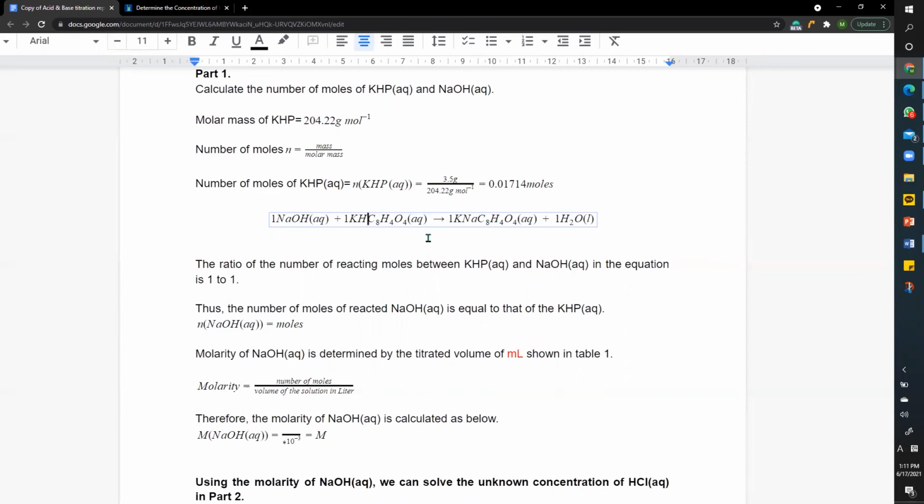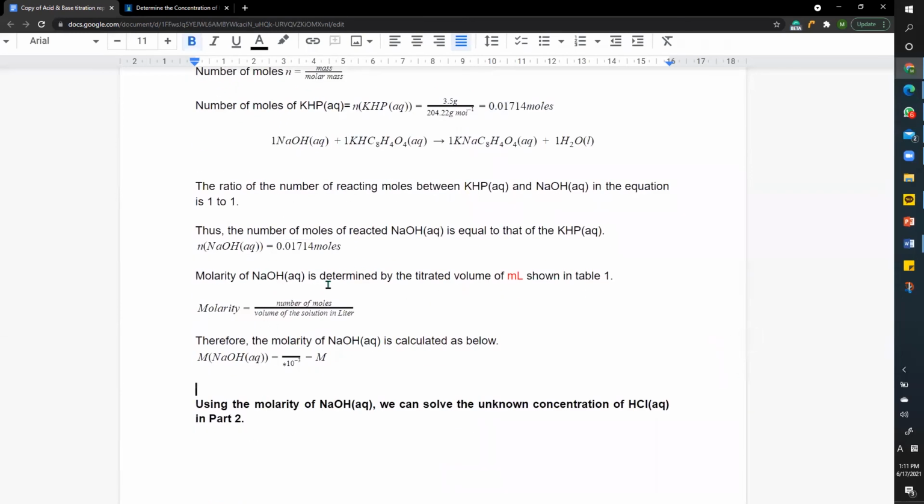Yes. And this is the equation of the NaOH and the KHP solution, and you can get this equation when you search in Google. The ratio of the number of reacting moles between KHP, this is the KHP, and NaOH is 1 to 1, right? That's the number of moles of reactant NaOH is equal to that of the KHP, which means this is the same as this one. So I will add here like this.